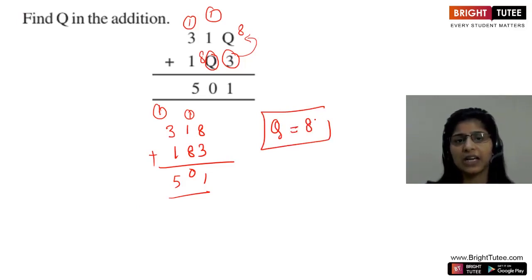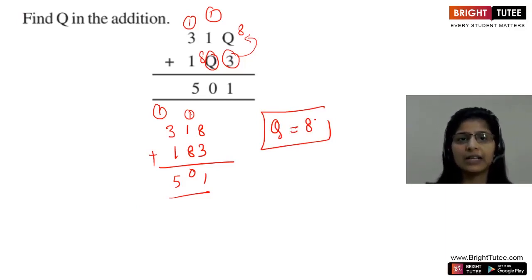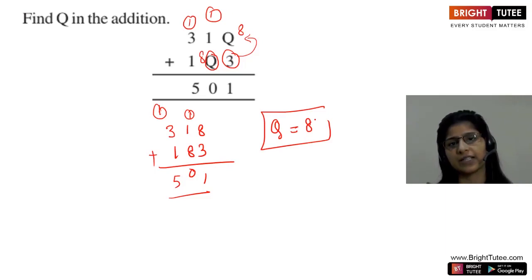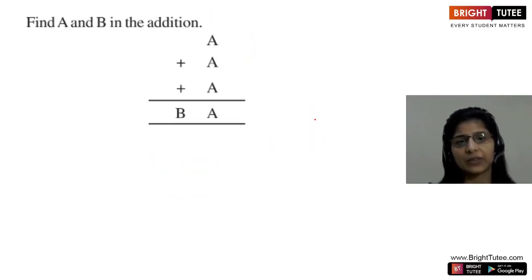So like this, thinking what can be added, what can be subtracted, what can be multiplied, we have to think about it and then tell the values of the alphabets that are used here, and we are sure that each alphabet is representing just one digit. Okay, moving ahead, we have another question.